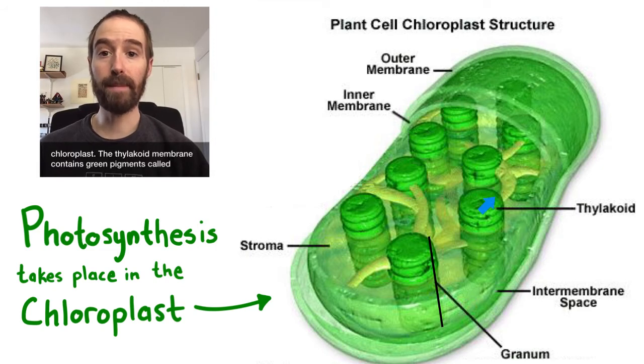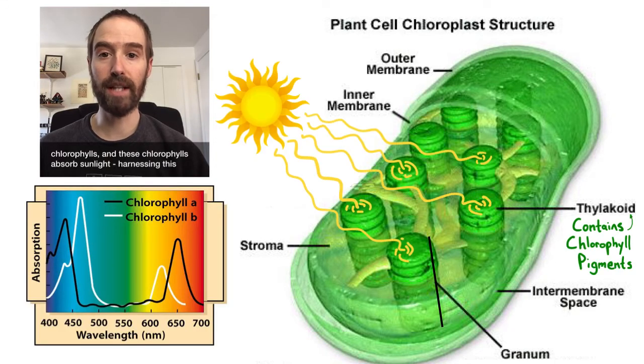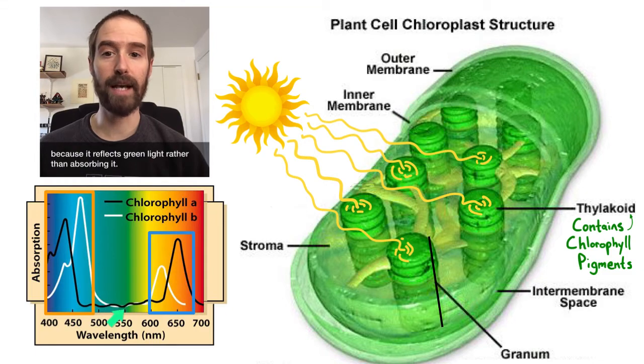The thylakoid membrane contains green pigments called chlorophylls, and these chlorophylls absorb sunlight, harnessing this source of energy in order to power the process of photosynthesis. Despite the fact that they are green in color, chlorophyll pigments absorb blue light and orange to red light the best. Actually, chlorophyll looks green because it reflects green light rather than absorbing it.